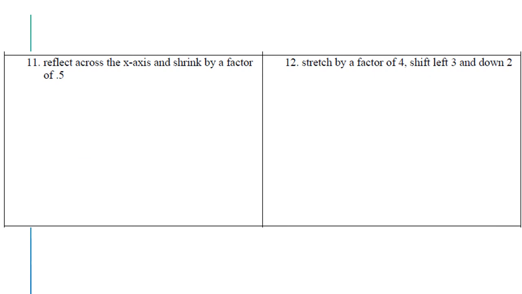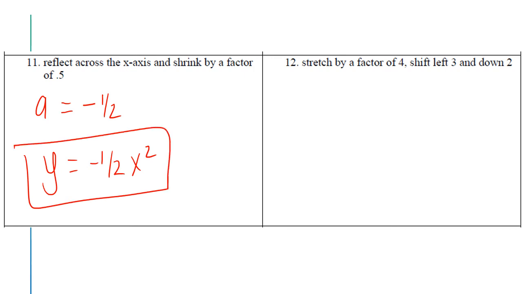We're going to reflect across the x-axis and shrink by a factor of 0.5. The only transformation variable that can do this is A. So I know that my A, because it's reflecting, has to be negative. And then we're going to shrink by a factor of 0.5, so -1/2. So my function is y equals -1/2 x squared.